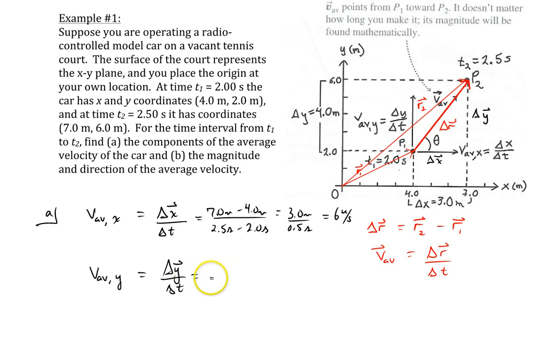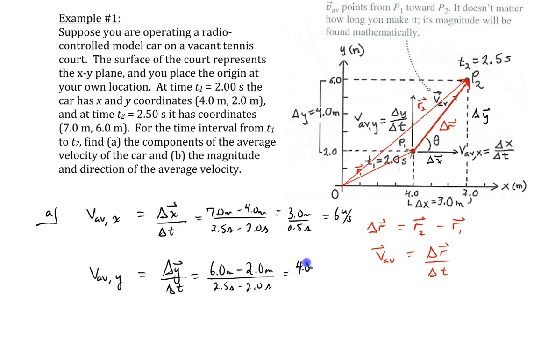Then we look along the y-axis that is defined here in our plane. And looking along the y-axis, it starts off at 2 meters and then ends up at 6 meters. So we do the final position, 6 meters, minus the initial position vertically, 2 meters, and then the same time interval here on the bottom.